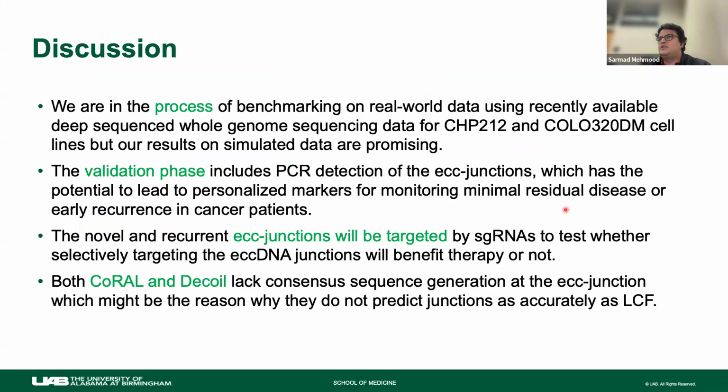So coming to the discussion, we are in the process of benchmarking using the CHP-212 and COLO 320DM deep sequencing data, which has recently become available. In the validation phase, we are doing PCR detection of ecDNA junctions, and we think that we could use this as a personalized marker for monitoring minimal residual disease or early occurrence in cancer patients. In the following step, we think that we can target these junctions by an sgRNA-based approach.